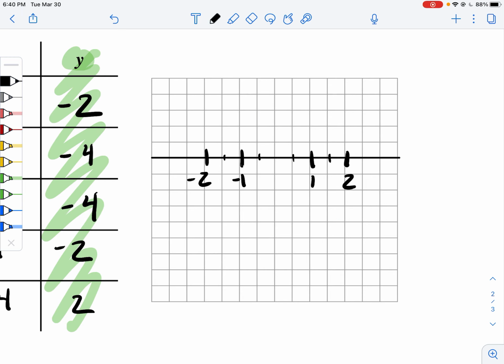We need to go, oops, all the way down to negative 4. Can we still go every other? 1, 2, 3, 4. We can. Okay. Negative 4, negative 3, negative 2, negative 1, 1, 2. Sweet. Okay, this is going to be really fun.